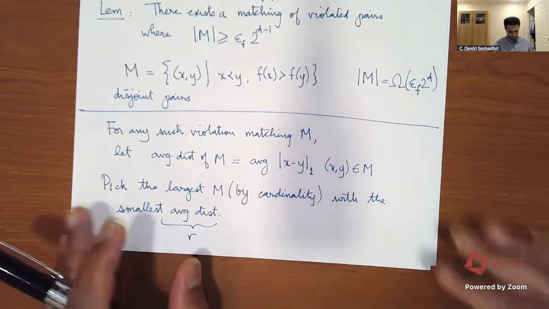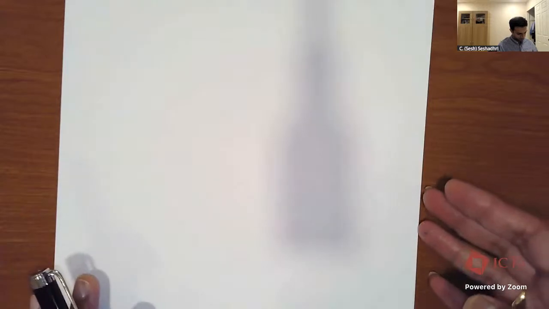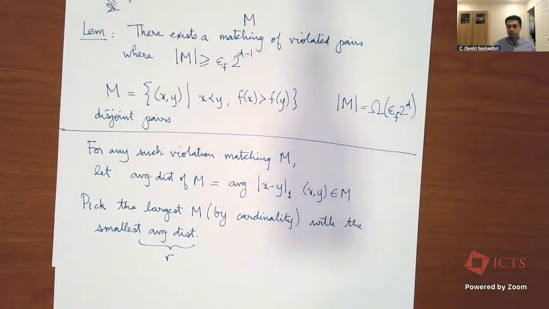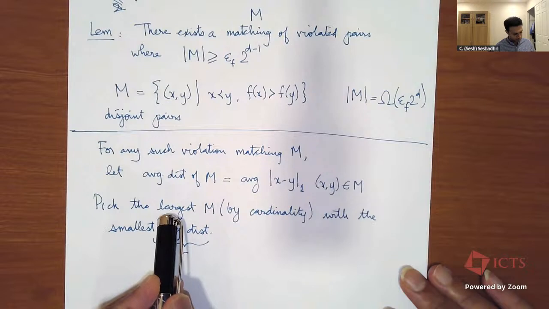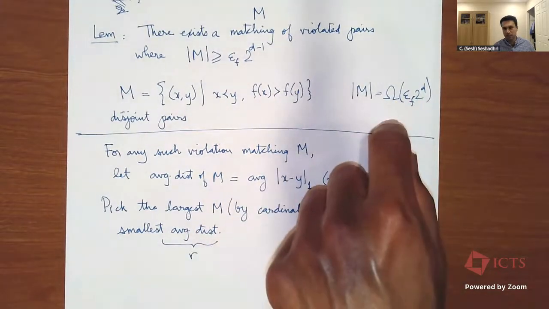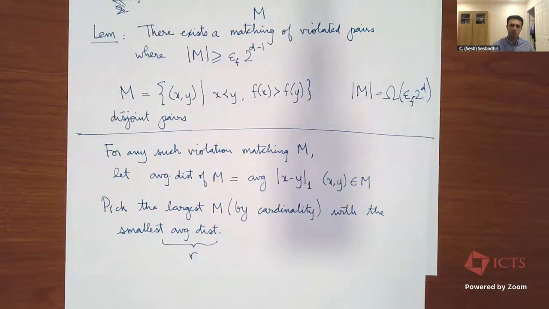Okay. There is a question. Yes. Which order? So you first pick the largest, all the largest M's, and among them the one with the smallest. Exactly. Yeah, so you first pick the largest one. So I want something that is pretty much a certificate to the monotonicity, but amongst those certificates, I'm picking the one with the smallest average distance.